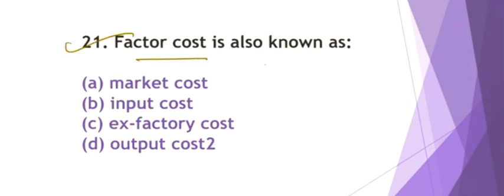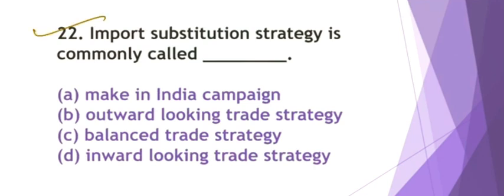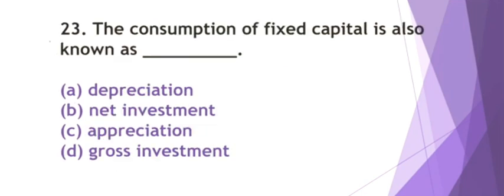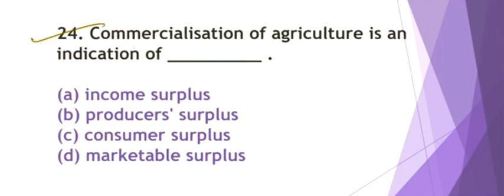21. Factor cost is also known as? Option number C, ex-factory cost. 22. Import substitution strategy is commonly called? Option number D is the right answer, inward looking trade strategy. 23. The consumption of fixed capital is also known as? Option number A, depreciation.